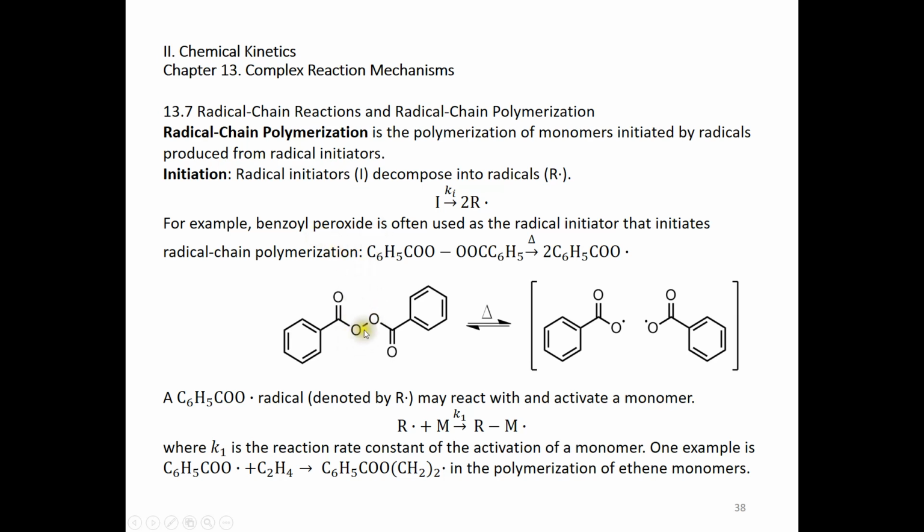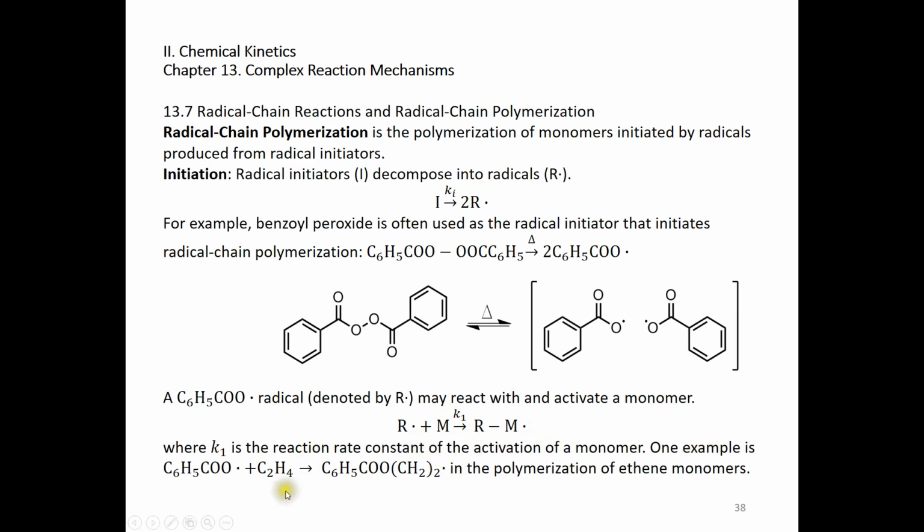Between these two oxygens, the bond is weak due to the repulsion between all those lone pair electrons on the oxygen atoms. So if you heat it, it's going to break the oxygen-oxygen bond to form two radicals. And now we have radicals. The radicals may attack the monomers. So here, a radical reacts with a monomer to form a single bond with the monomer, and it becomes another radical. K1 is the rate constant for this activation step.